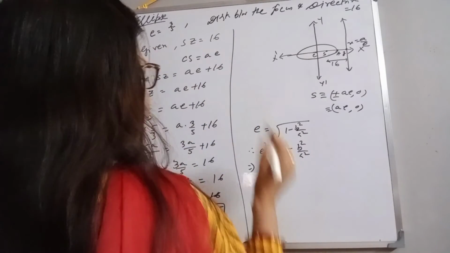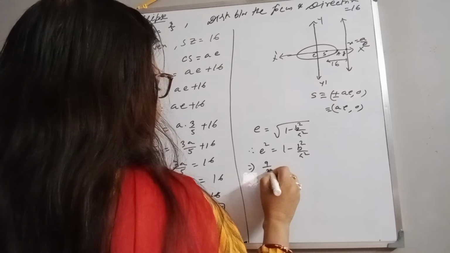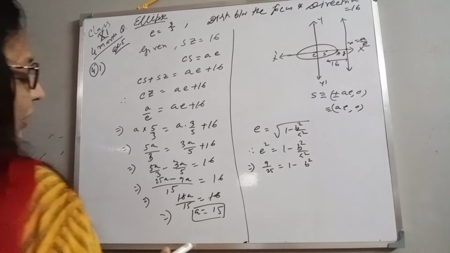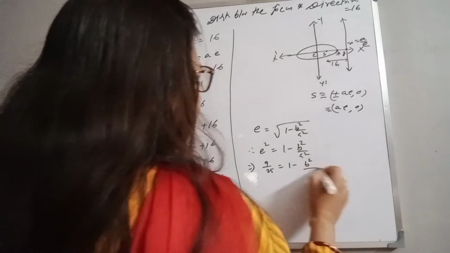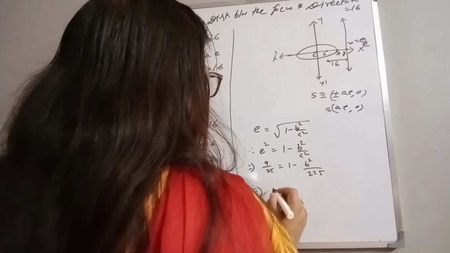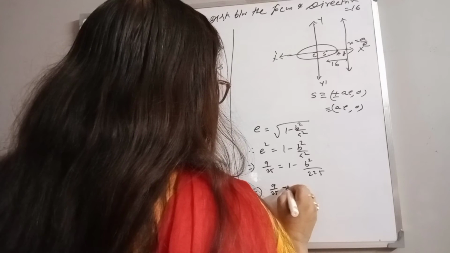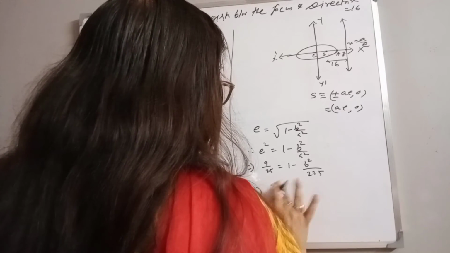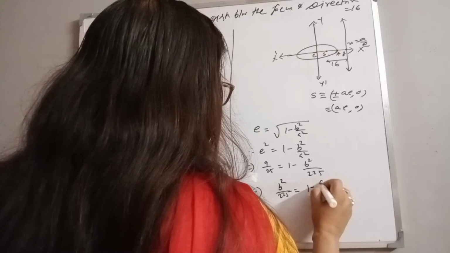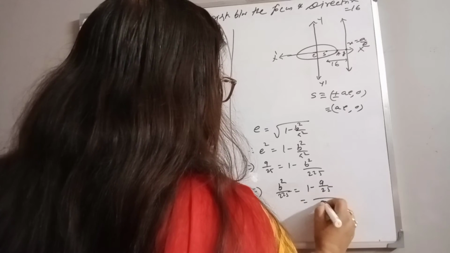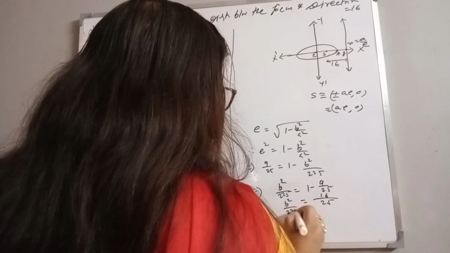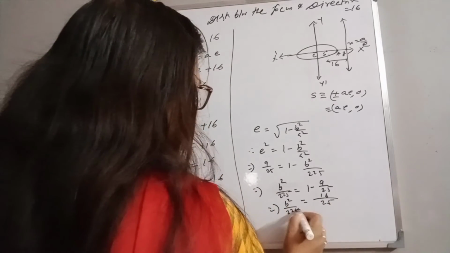Now the value of e we know, that is 3 by 5. So it is coming 9 by 25 equals 1 minus b square by a square, which is b square by 225. Here 15 squared is 225. So take this part, b square by 225, to the left-hand side, so it is coming 1 minus 9 by 25. So 25 minus 9 gives us 16. So b square by 225 is equal to 16 by 25.